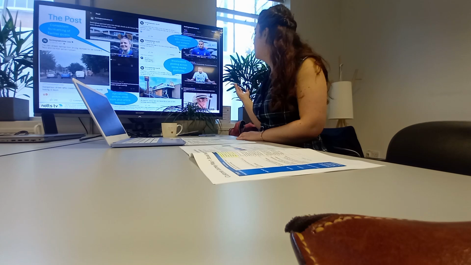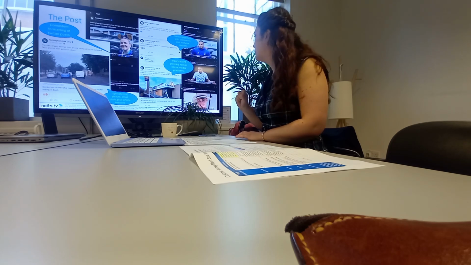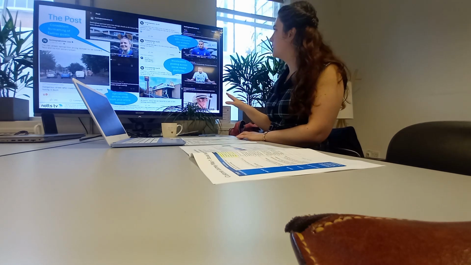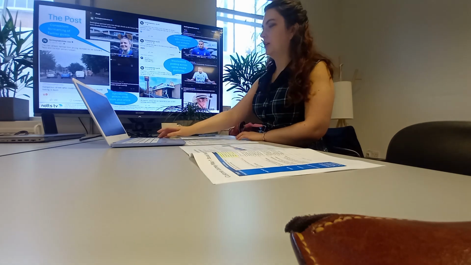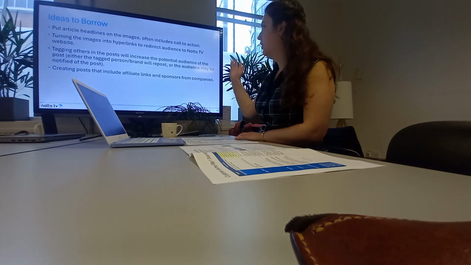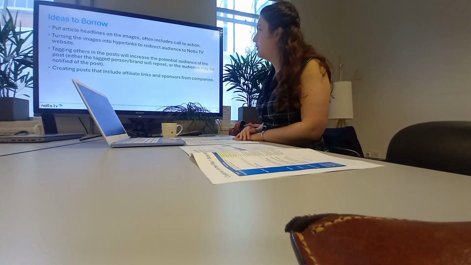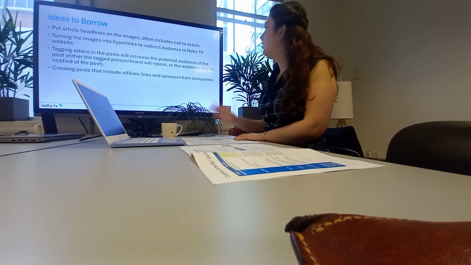And then the Post has quite a lot of inconsistent posting across their social media platforms, and they've only got Twitter and Facebook, and their Twitter they seem to have abandoned, which isn't great. But that's the kind of overall situation, so I thought it would be useful to pull it out visually for you.